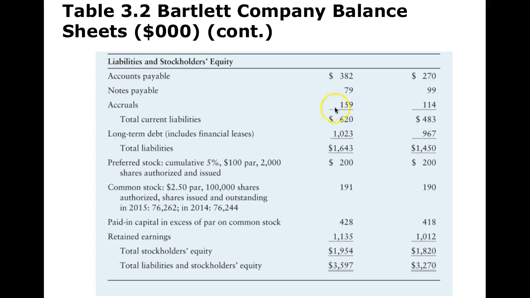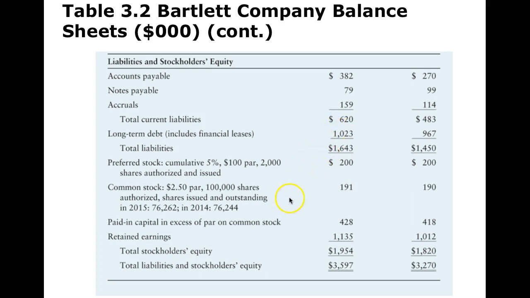Well, let me state that again. We owe this much in salaries, but we haven't paid it yet, so it's a liability. Once we pay our salaries, if it was a salary accrual, then it would be zero. So this is basically money we owe. So total liabilities would be 620. This is 620,000, in the thousands. And so we look at long-term debt, including financial leases, and then we get our total liabilities.